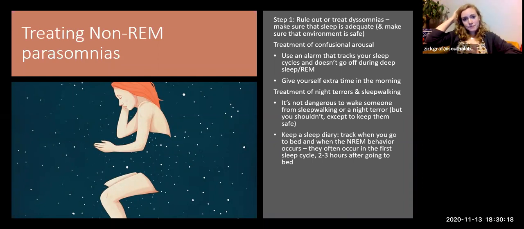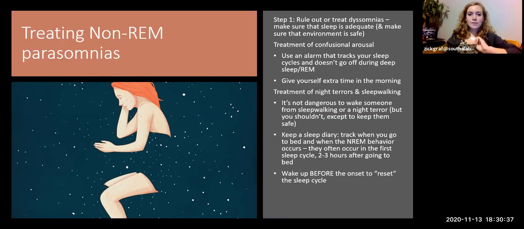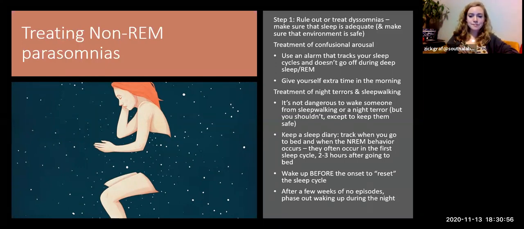So to treat non-REM parasomnias, patients or parents keep a sleep diary that tracks when their child, or when they, go to bed and when the non-REM behavior occurs. They tend to occur earlier in the night during the first sleep cycle, often within 2 or 3 hours of going to bed and within like 90 minutes of falling asleep. So the trick is to wake yourself up, or for parents or your significant other, whoever you live with, to wake you up before the non-REM parasomnia behavior starts. Waking up briefly and then going back to sleep resets the sleep cycle and bypasses that first sleep cycle where it's most likely that these things will happen.